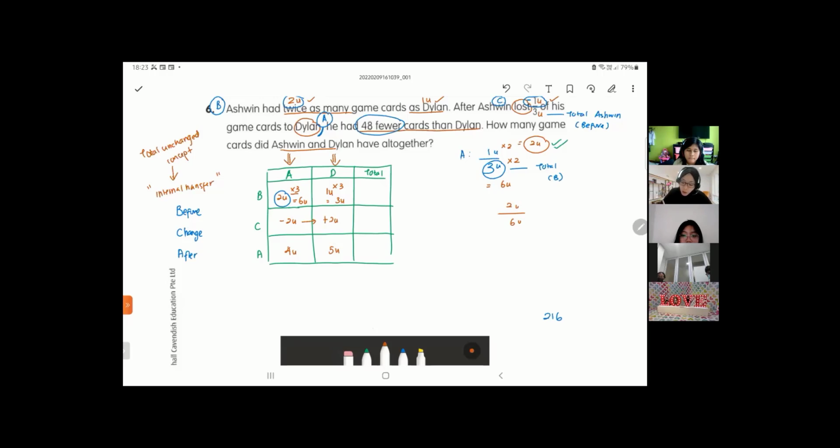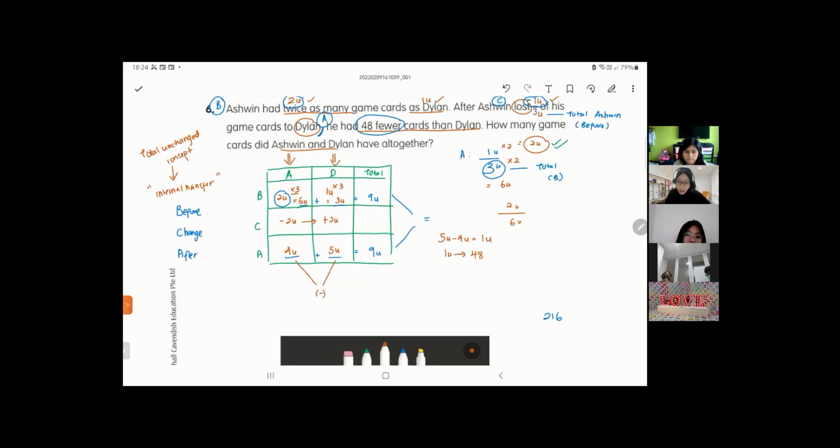Total unchanged means the total will be the same. Let's look at the total. So 6 plus 3 equals 9 units. 4 plus 5 equals 9 units. Okay, settle. They are the same. However, for the after, they say that Ashwin has 48 fewer than Dylan. Fewer means minus. Okay, so we take 5 units minus 4 units equals 1 unit. 1 unit is the 48.